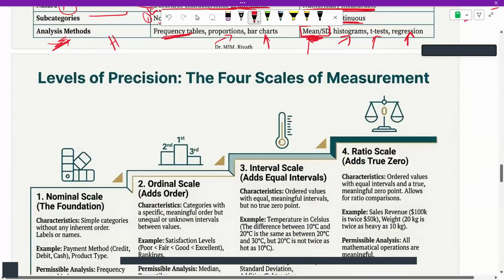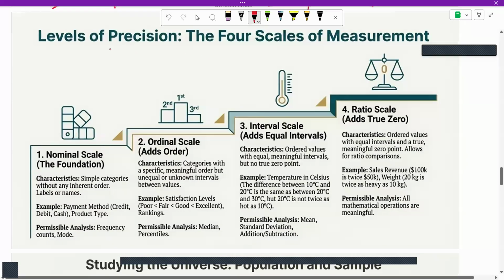Level of precision, level of accuracy. Precision means the accuracy of data types. The measurement is called the level of measurement. It has four levels of scale of measurement. First level, nominal scale. Number two, ordinal scale. Number three, interval scale. Number four, ratio scale. So it has a first level, second level, third level, and this fourth level.